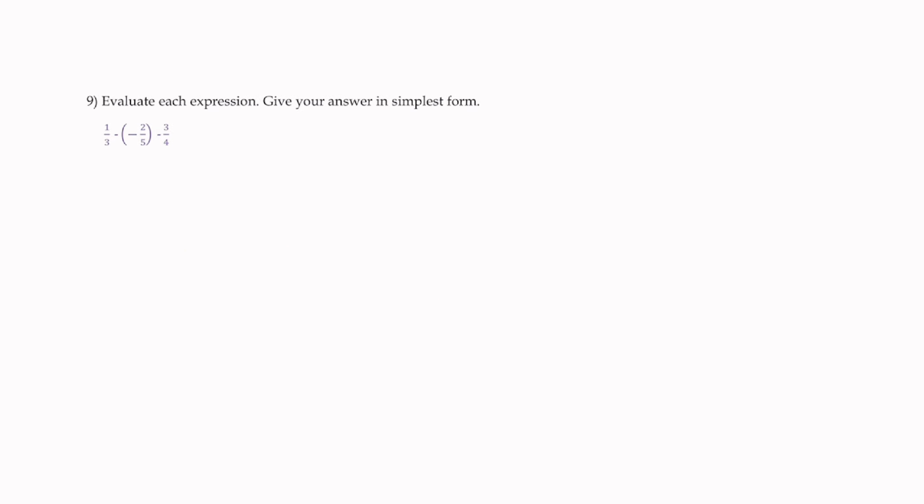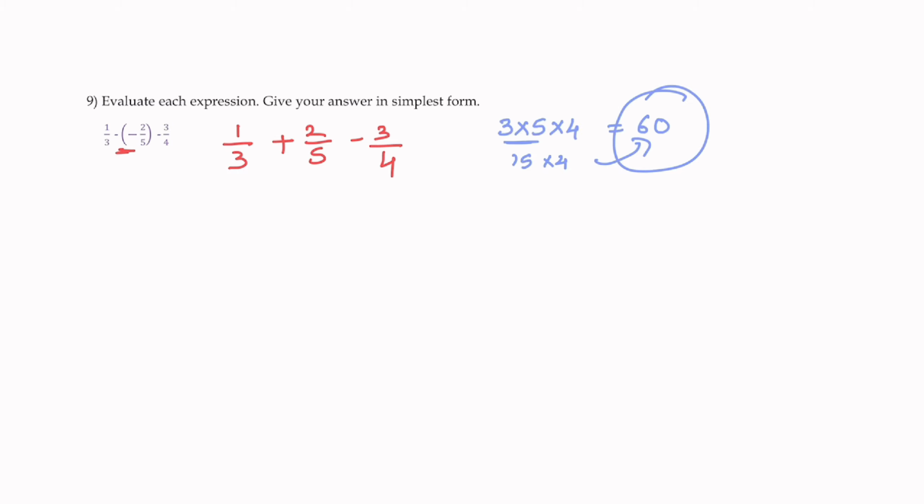The next one, 1 over 3 plus 2 over 5 minus 3 over 4. Now here you see you have all different numbers. They have nothing in common. So basically you will have to do 3 times 5 times 4, which is 60, right? This is 15 and then times 4. So that gives us 60. So our denominator has to be 60.